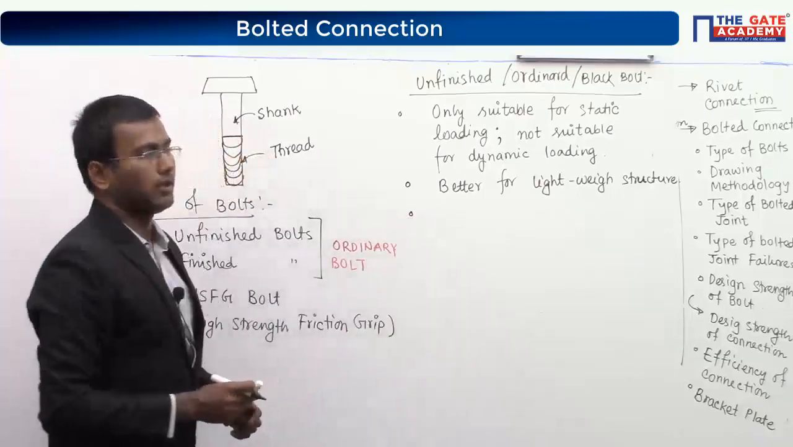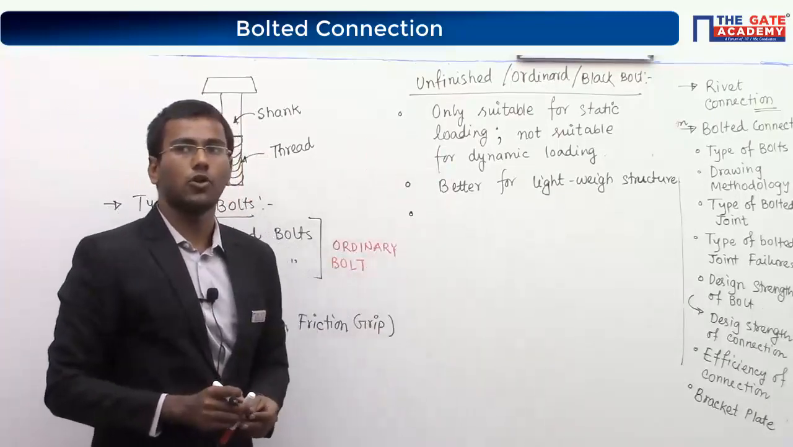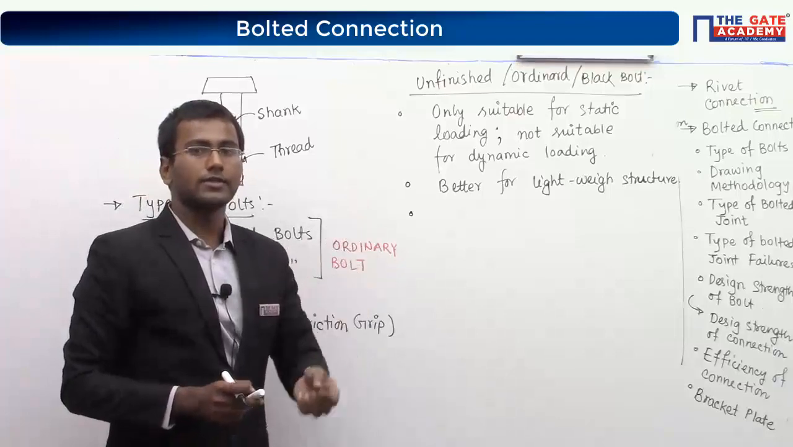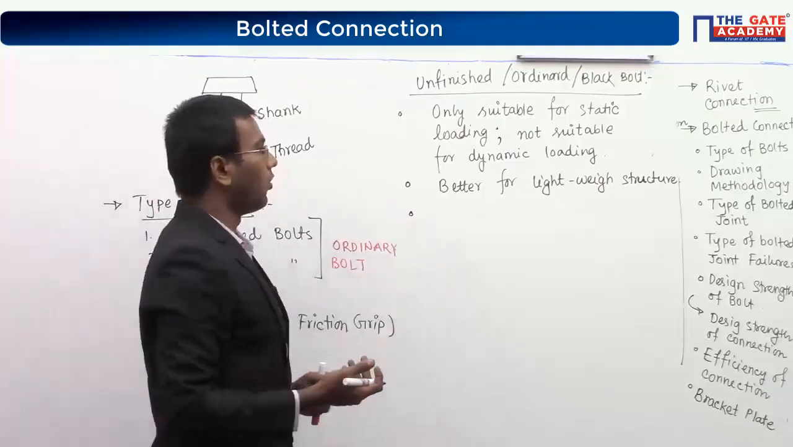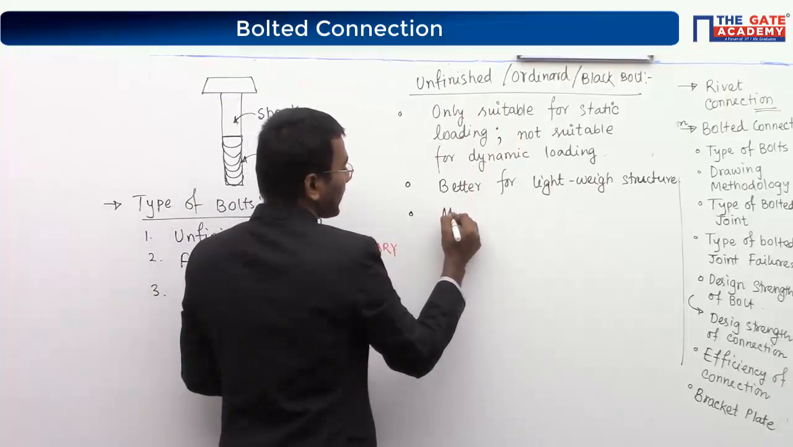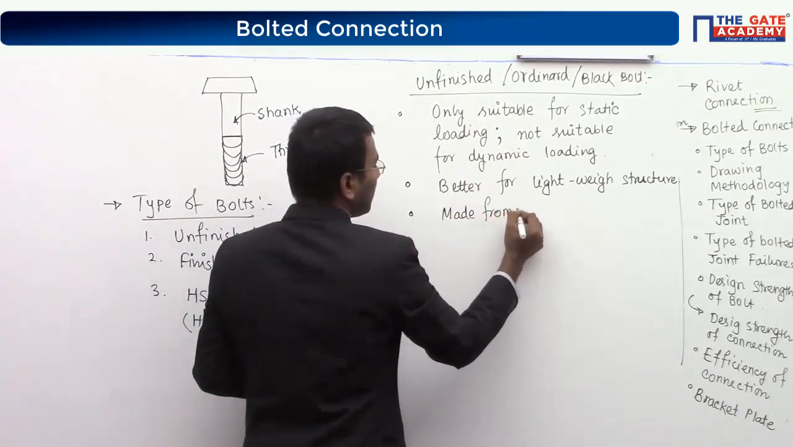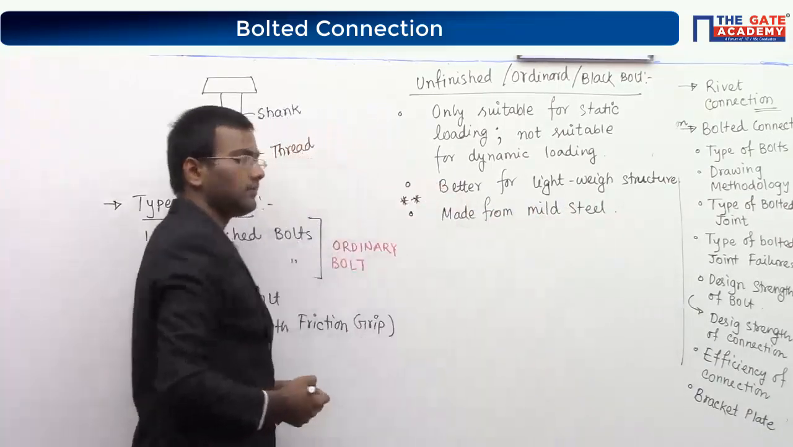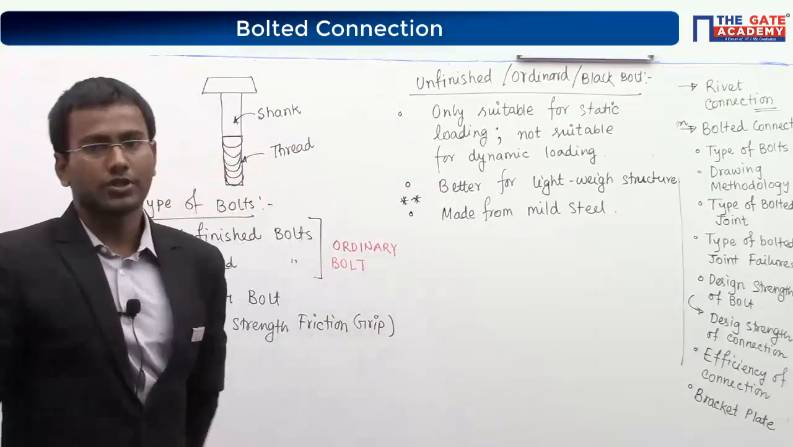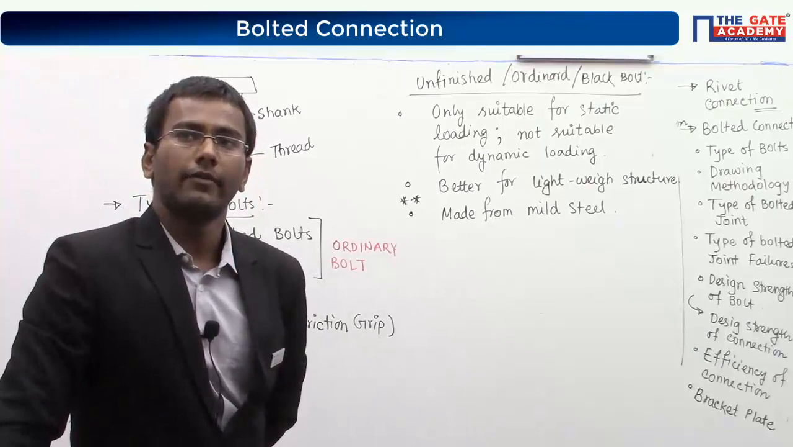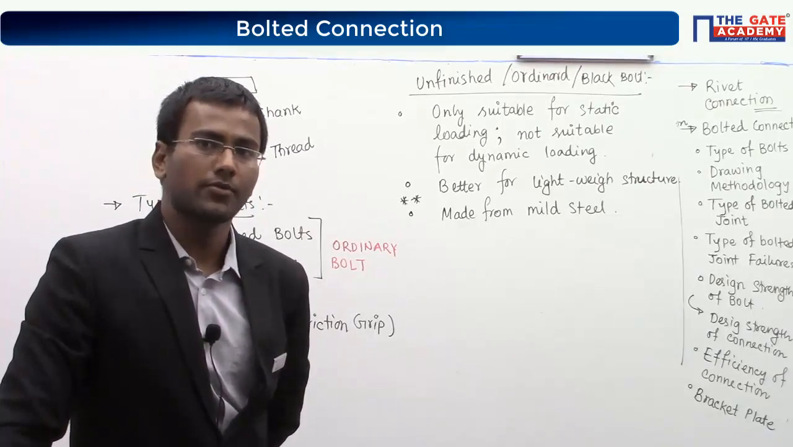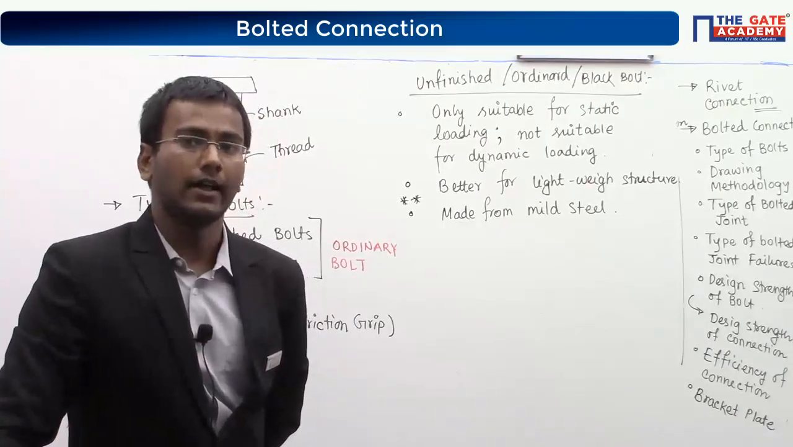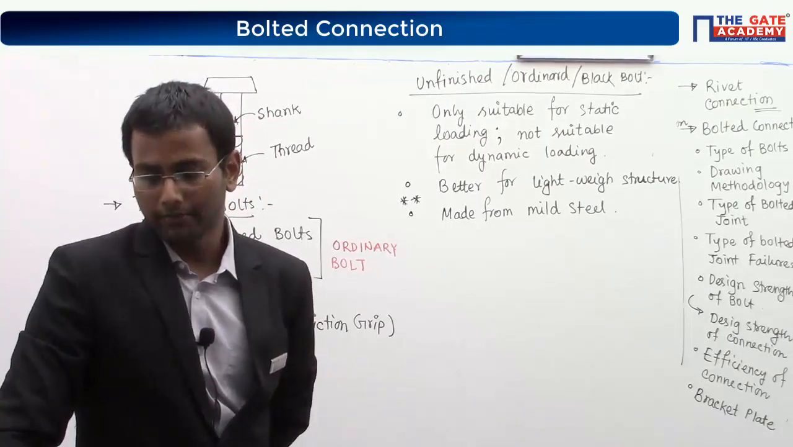Third point: this unfinished bolt, or black bolt, or ordinary bolt, is made from low carbon steel or mild steel. Very, very important, this point. An MCQ question can be asked: sir, unfinished bolts or black bolts are made from what type of steel? It is made from low carbon steel. Low carbon steel means it has high ductility.